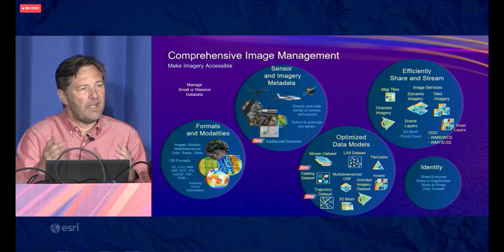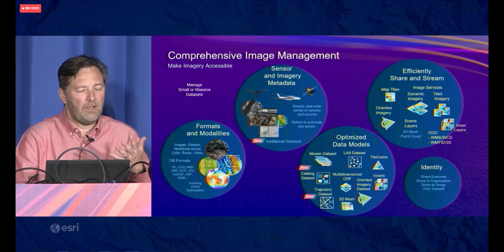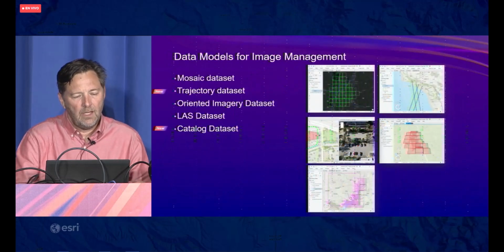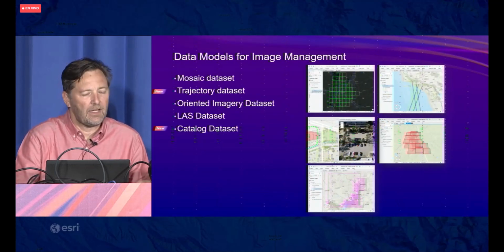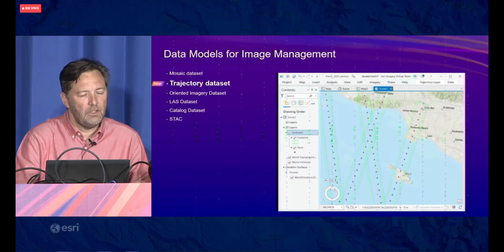There are a lot of constraints that you may want to apply to the imagery, and identity enables you, once you have those services, to control who has access to what. I'd mentioned these data models, and two new ones are the trajectory data set and the catalog data set. So I wanted to quickly go briefly into what they are.